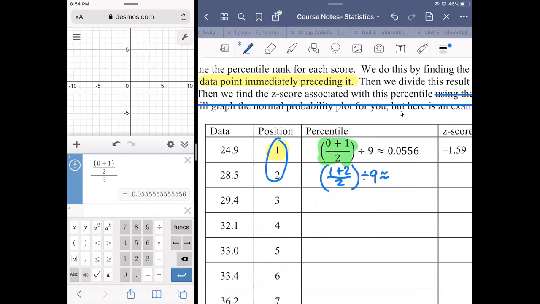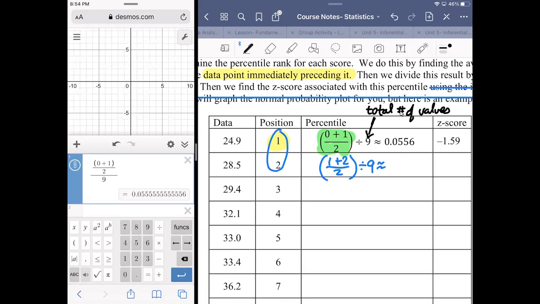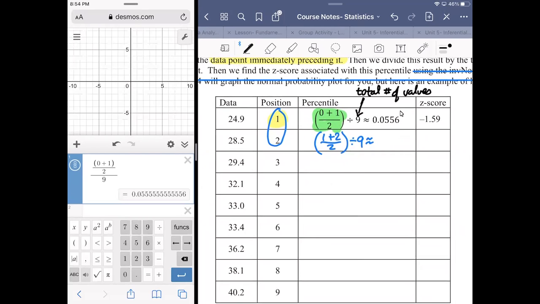So the big question is, all right, well, what about that 9? Where's that 9 coming from? Maybe that's not the big question, but it's a question that I'm sure is on somebody's mind. This is the total number of values. If you count up the number of values, you see that there's a total of 9 of them.